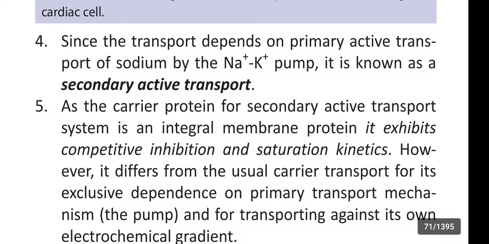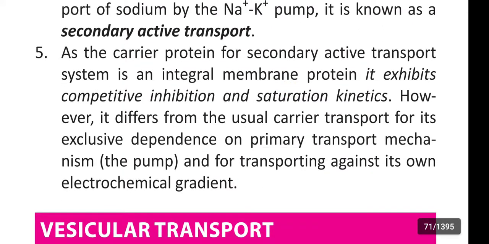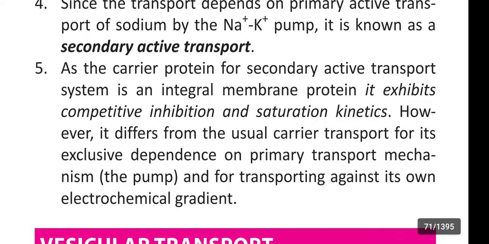Since the transport depends on primary active transport of sodium by the sodium potassium pump, it is also known as secondary active transport.